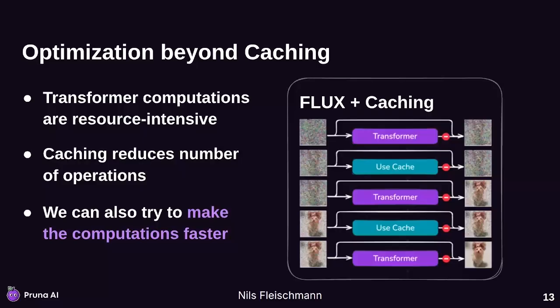Nice. Okay, so now we learned about one way of making a pipeline faster. And conceptually, what caching does is it skips these expensive operations that we do within the transformer, right? So another way that's orthogonal to that is that instead of reducing the number of operations we do, we can also try to take the operations we still have to do and make them faster. And I will present you 2 techniques that do that.